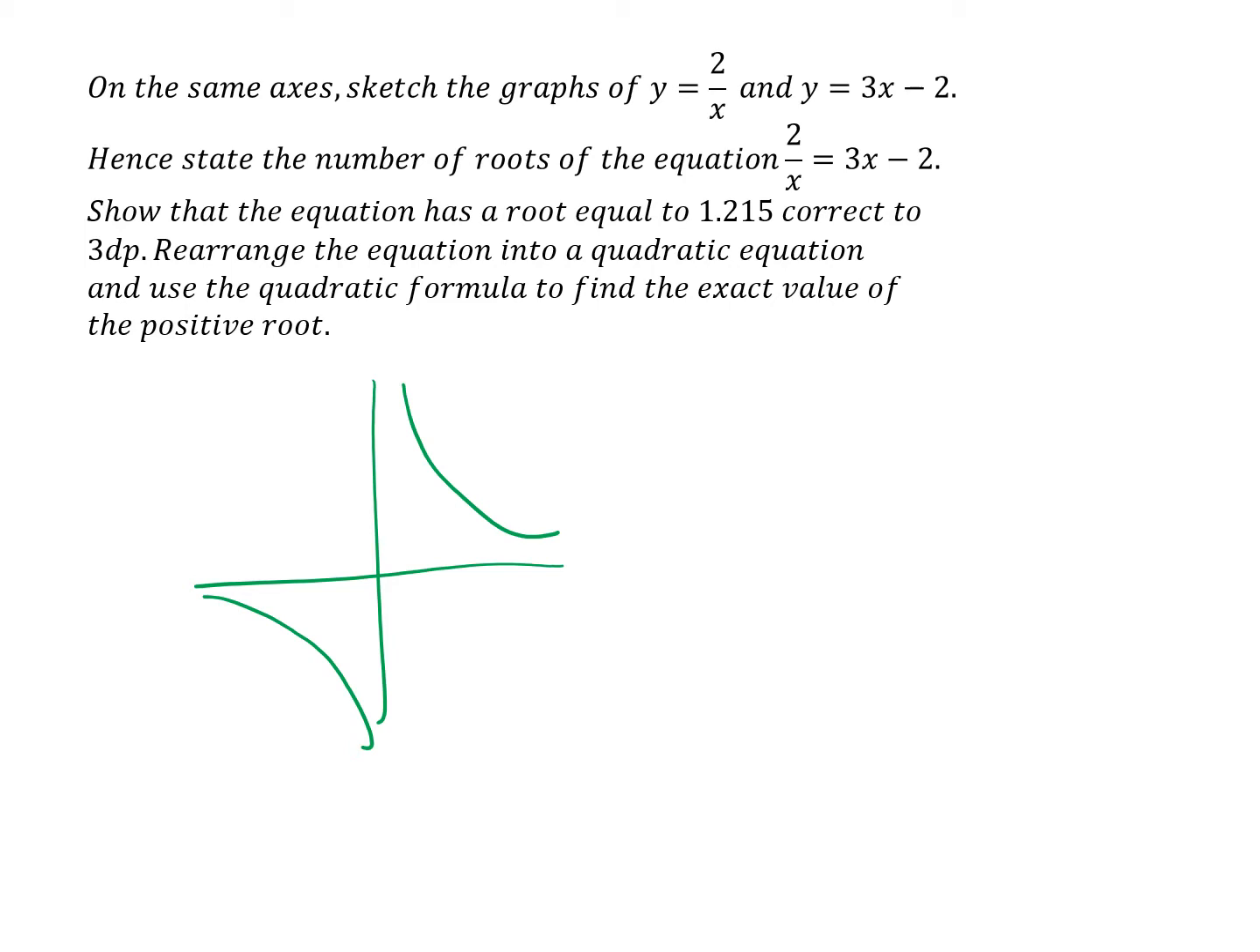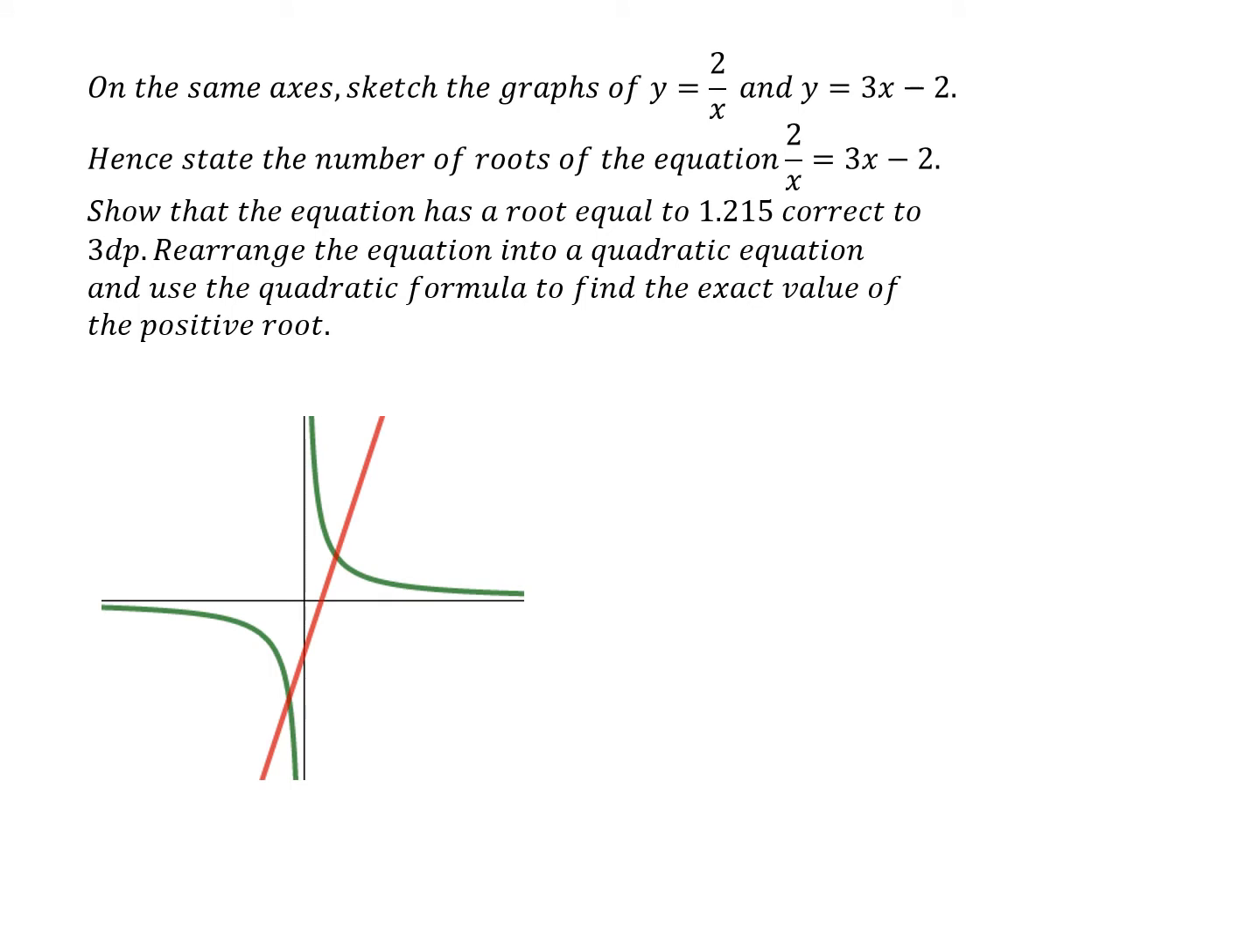The other graph, y equals 3x minus 2, is a linear graph with a gradient of 3 passing through the y-axis at minus 2. So it's going to look something like that. So if I give you a tidier version of that now, then those are the two graphs.